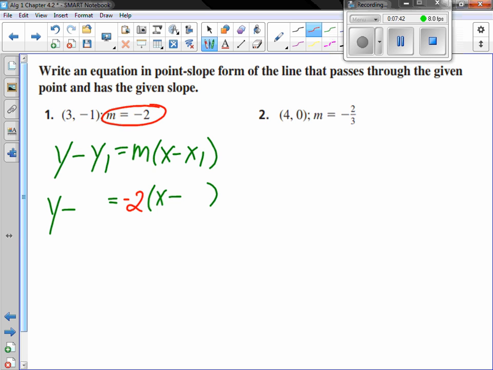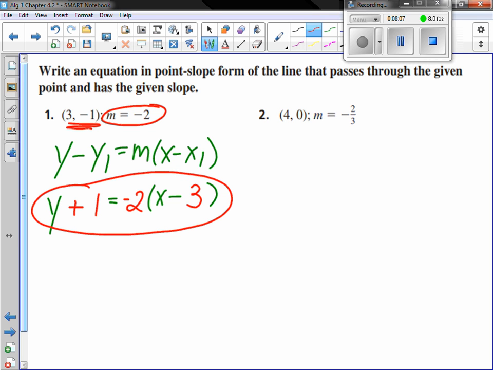Now we need our point because for this to work, we need slope and a point. So what's the y value of our point? Well, we have it right here. It would be negative 1. And the x value, well, here the negative and negative would just make a positive. And that's it. That's all we have to do for this here.